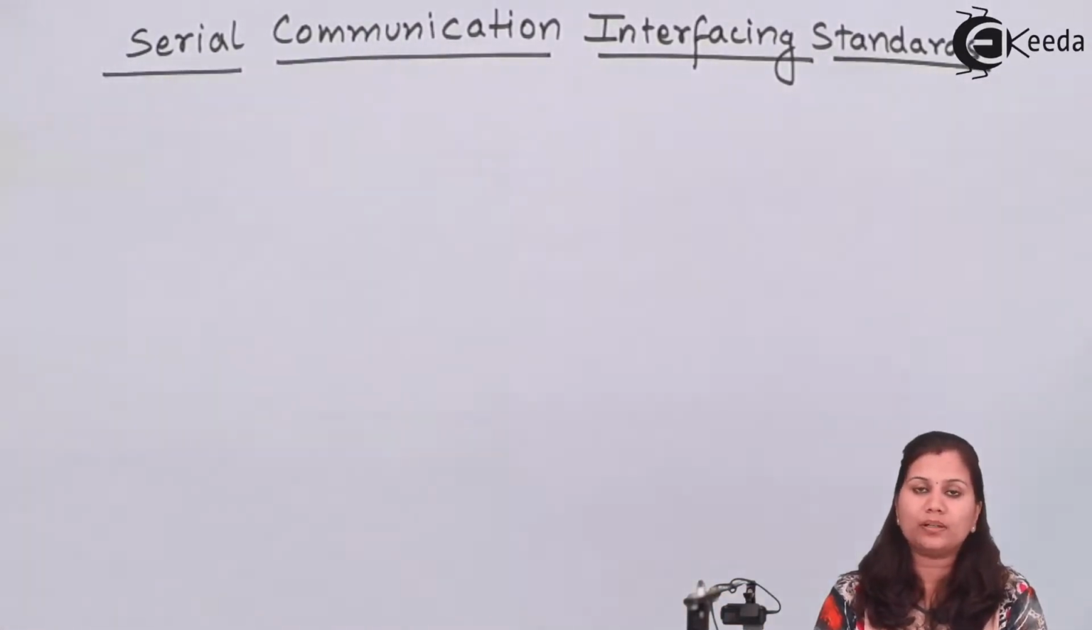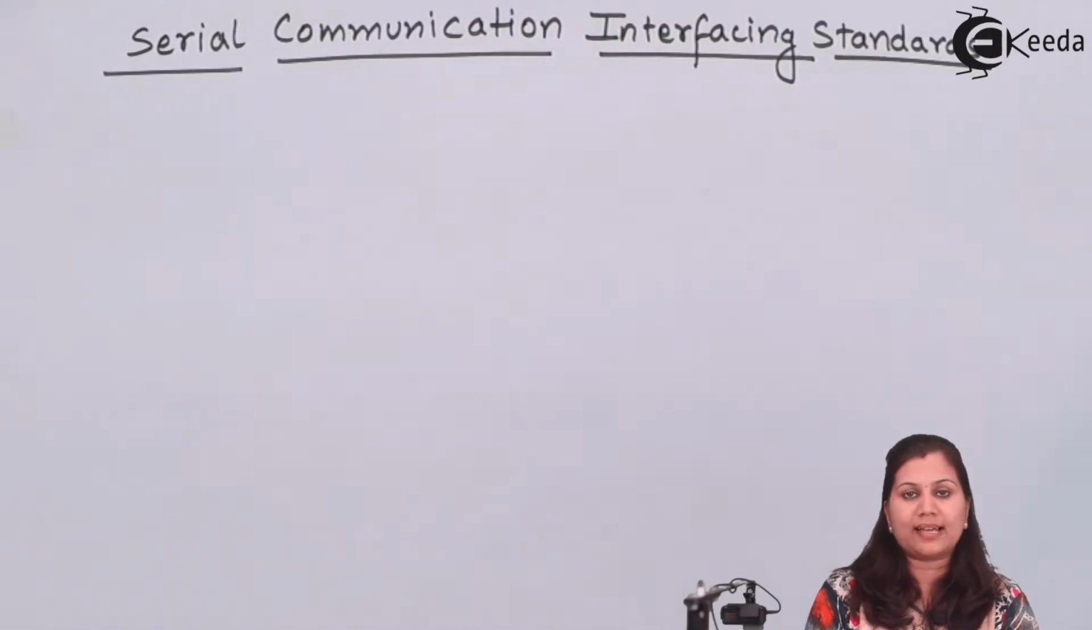Now, in this world, there are many devices, and these devices communicate with each other. When we say communication, it means that two devices are transmitting data between each other. One device sends the data, and the other device receives the data. So this is called data transmission, or communication between the two devices.